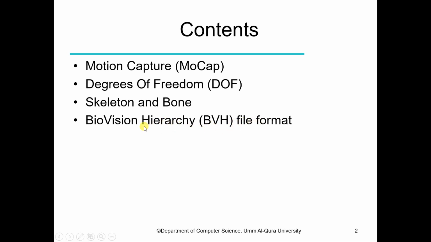Like for images, we save the image in different formats: JPG, BMP, PNG. These are the formats to save the image file. Similarly, we have a file format which is used to save the motion capture data. So we will see about this thing.